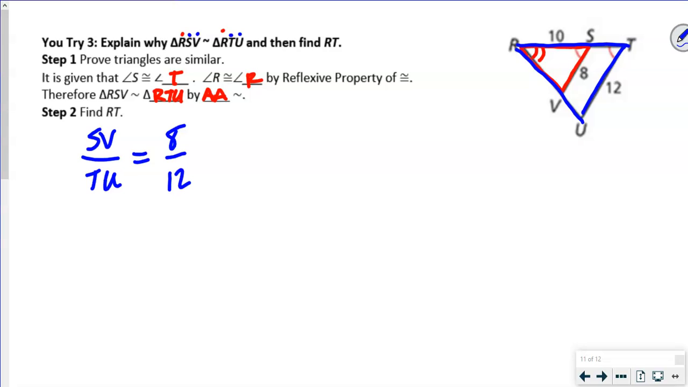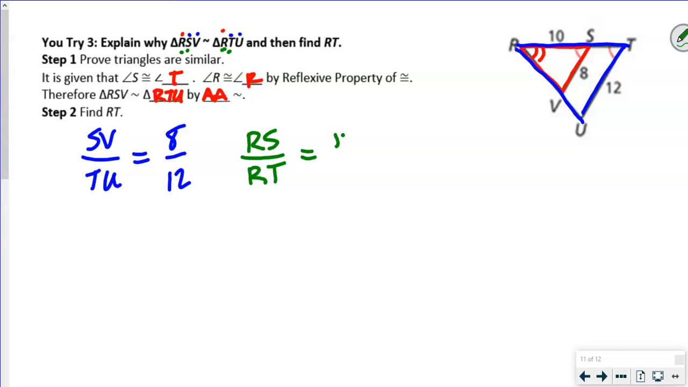Okay, so we want to compare, again, let's look at our letters. So we have RT, and that was the big triangle, right? So we're going to put that on the bottom because TU is part of the big triangle, right? And then we're going to see, what does that relate to? RT to RS, right? Y'all see that? So RS, okay, goes on top, little triangle, okay?